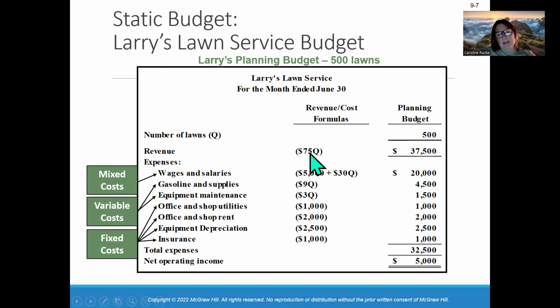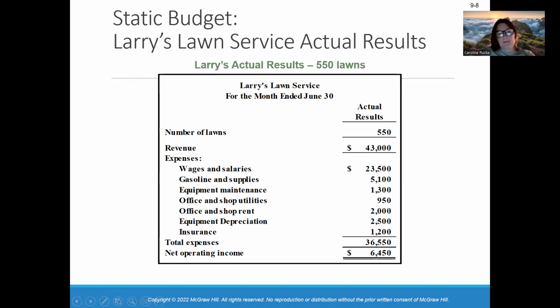Revenue at $75 per lawn is 37,500. Wages and salaries, there's a fixed component and a variable component. Okay, gas and supplies, equipment and maintenance, all these are based on the quantity, i.e. the number of lawns. Then office shop utilities looks like it's fixed. Office and shop rent also fixed. The depreciation on the equipment, not a cash outlay. Insurance and total expenses. He's expecting a net operating income of $5,000. Okay, this is a good start.